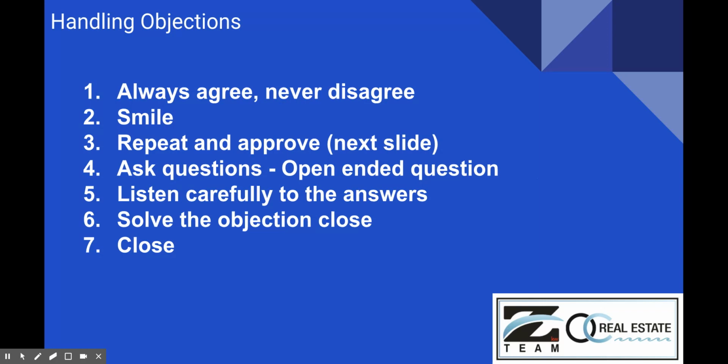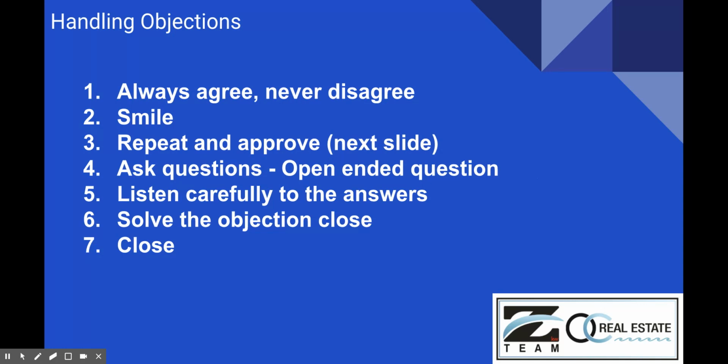So step number 6 is solve the objection and close. Again, our objection was, "I want to sell the home on my own because I think I'll save money." I've asked him questions that are open-ended. I've engaged him in conversation. I've listened very carefully to his answer. Now I'm simply going to solve the objection.